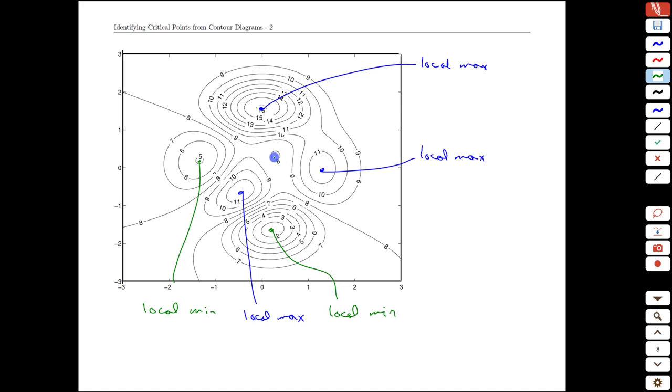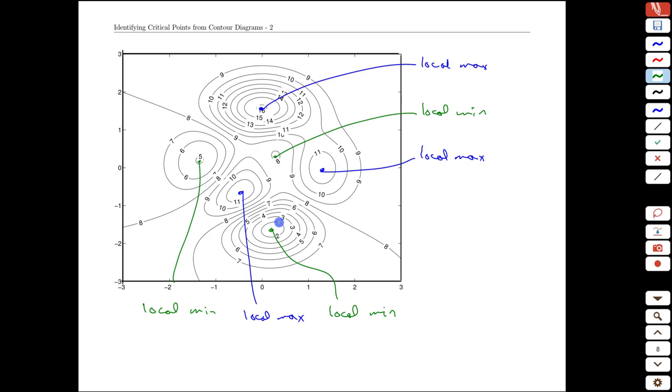And, oh, there's one hiding in here. 9, 8. There would be maybe one last local minimum hiding in the interior of that contour circle there. Well, that's interesting though, because we haven't seen any saddle points in this contour diagram yet.